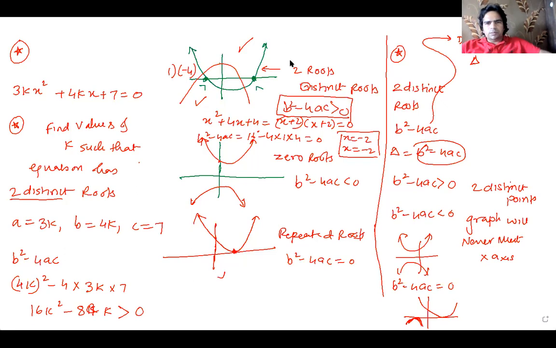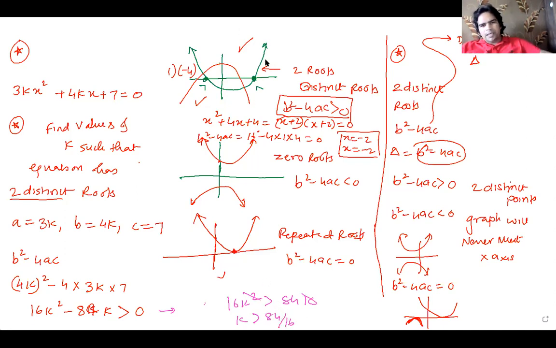Lots of times, the mistake students make is that they take factors common, or they just bring 84k this side, so like 16k squared greater than 84k, and then they cancel k and k, and then k is greater than 84 over 16. That doesn't work. So don't do that.